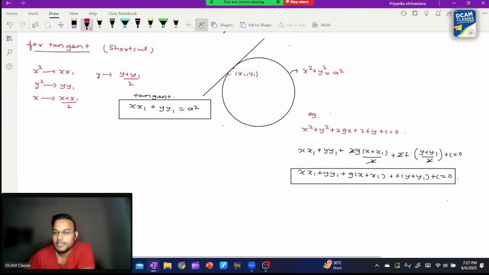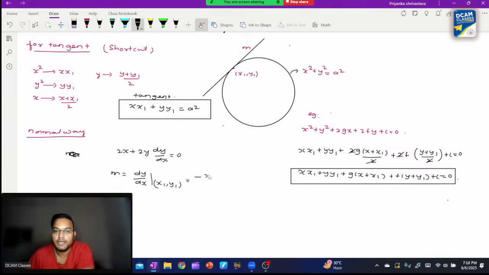By using the normal method, first you want to find the slope. M will be, how will you do it? 2x plus 2y dy by dx is equal to 0. So M is dy by dx at that particular point (x1, y1). So it will be minus x1 by y1. This is M. Now the equation of tangent will be, because we have found the slope and the point lying on it is (x1, y1), y minus y1 is equal to minus x1 by y1 into (x minus x1).